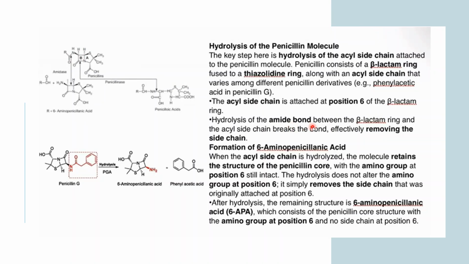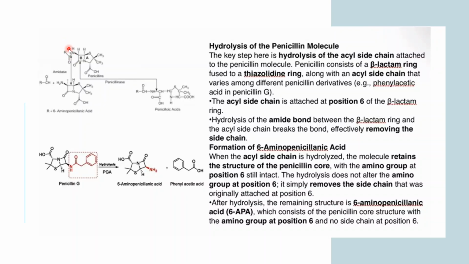Hydrolysis of the amide bond between the beta lactam ring and the acyl side chain breaks the bond, effectively removing the side chain. So basically, there is an amide linkage which is present, and now this amide bond will break in order to hydrolyze this acyl side chain. So what will happen after breaking? This is the molecule which you will get. This is the hydrolysis which will happen at this amide linkage.